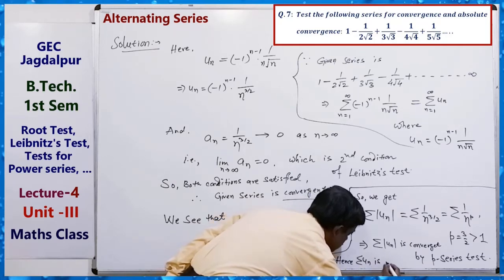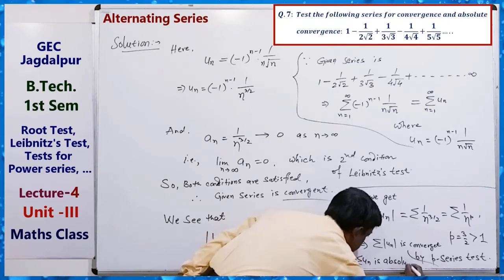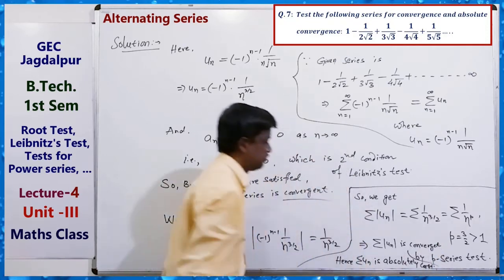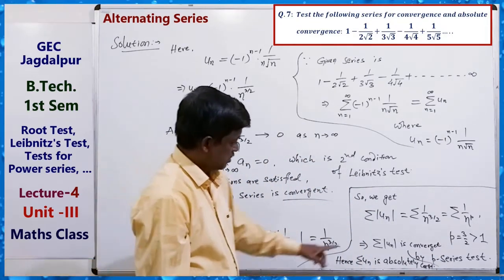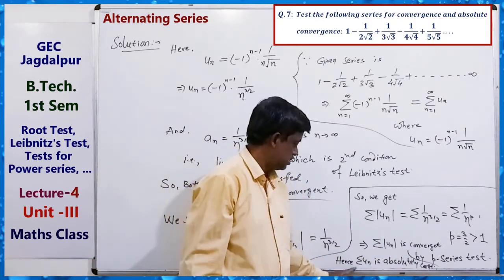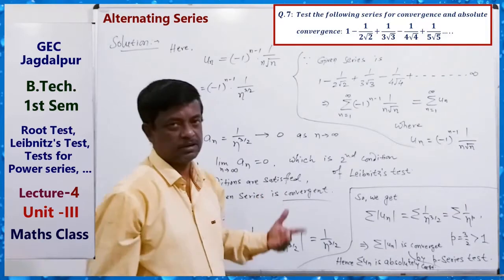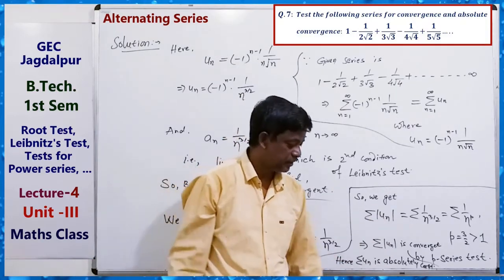Hence, the series is absolutely convergent. Okay. This is convergent, so the series is absolutely convergent. The series itself is convergent also. The series is also absolutely convergent. Okay.